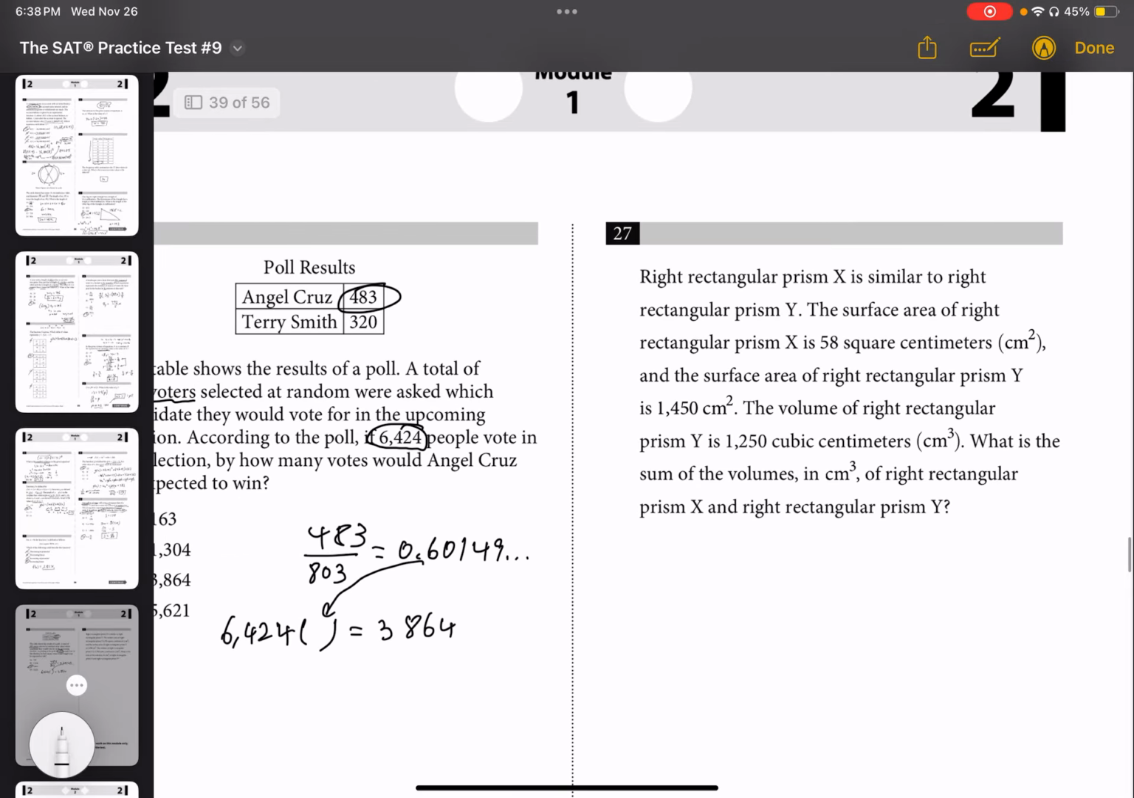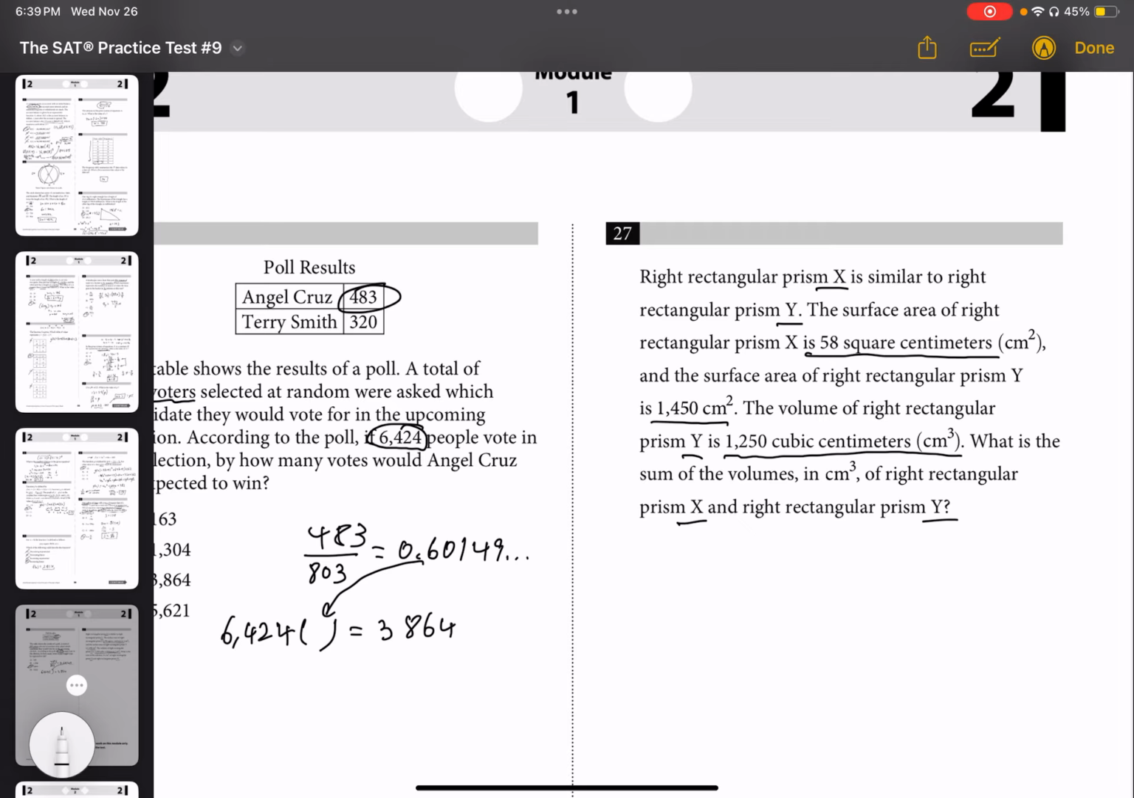Now, last question of the day, question 27. Right rectangular prism X is similar to right rectangular prism Y. The surface area of right rectangular prism X is 58 square centimeters, and the surface area of right rectangular prism Y is 1,450 square centimeters. The volume of right rectangular prism Y is 1,250 cubic centimeters. What is the sum of the volumes in cubic centimeters of right rectangular prism X and right rectangular prism Y?